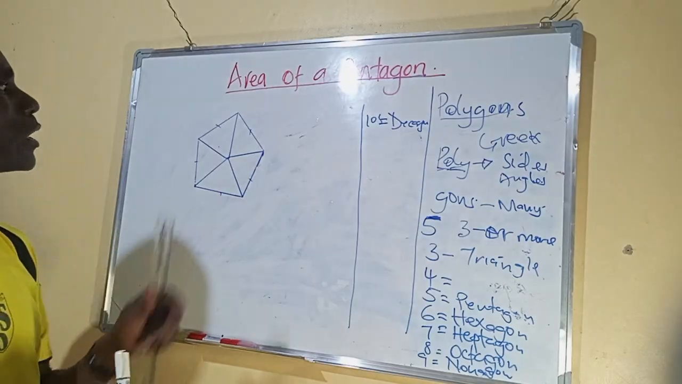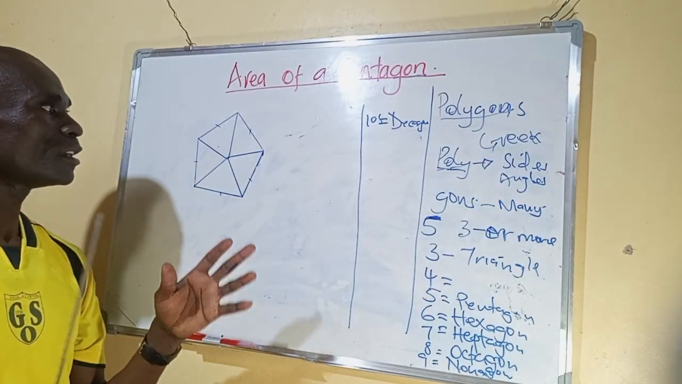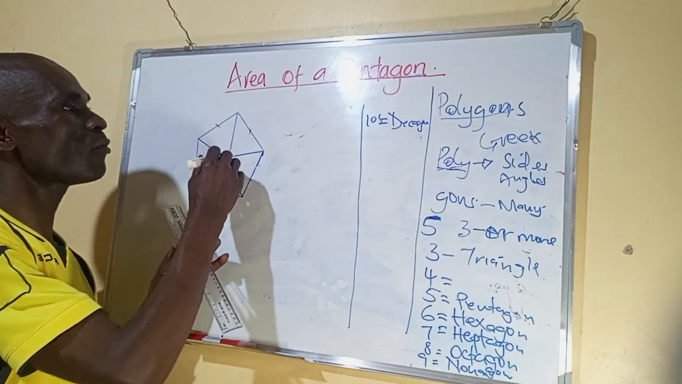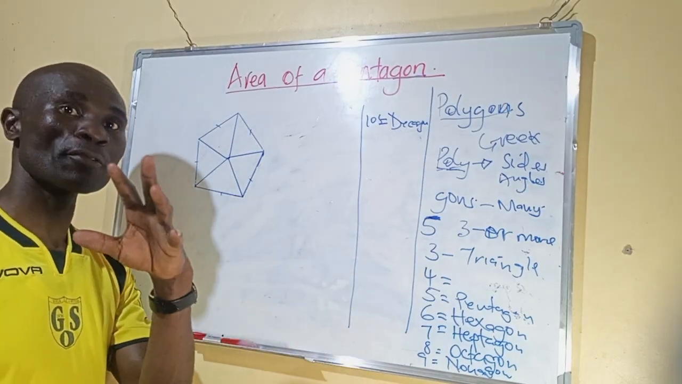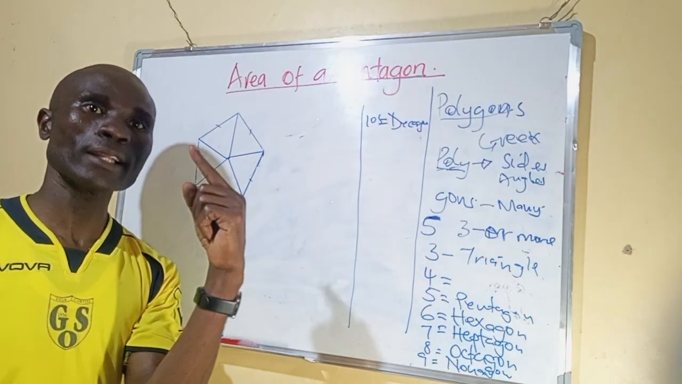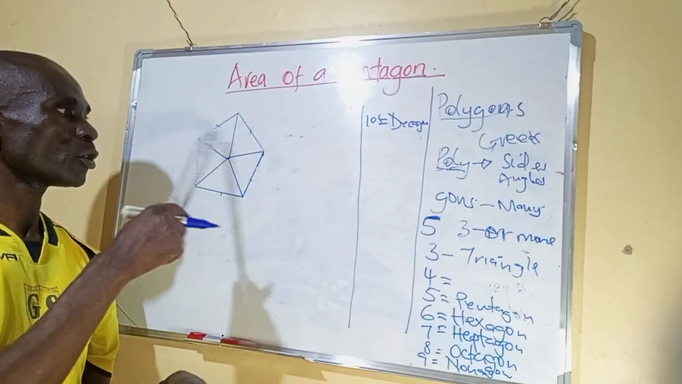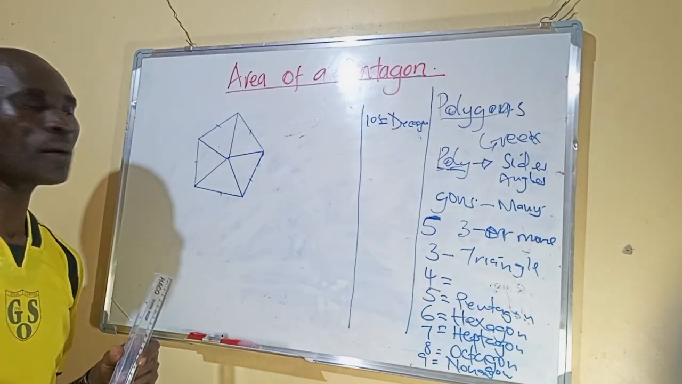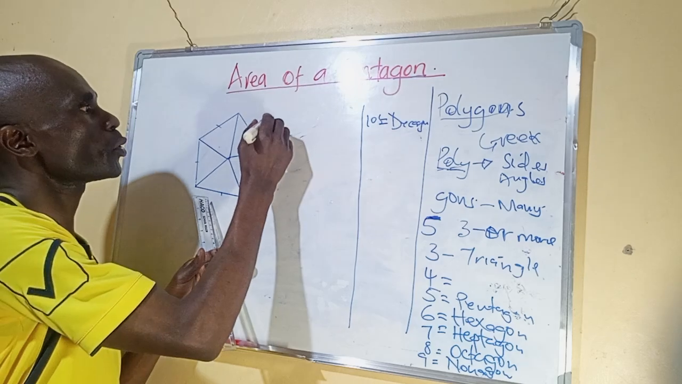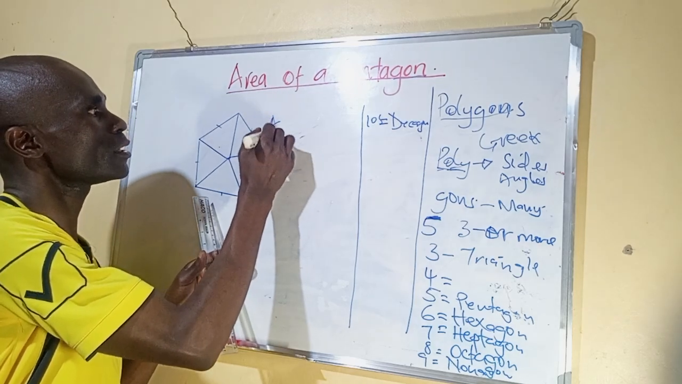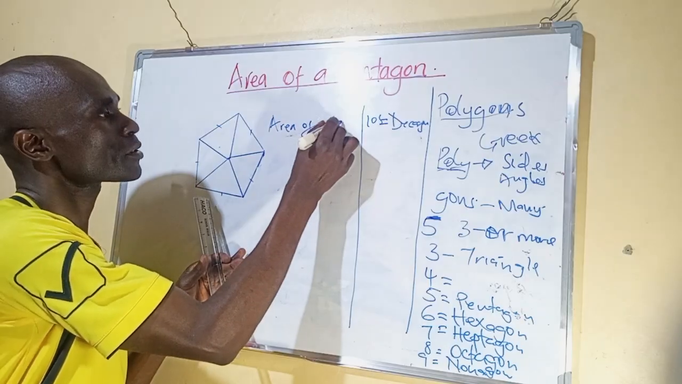So how do we come up with the area of the same? Quite easy. Here we just get the area of one, and then we shall multiply by 5 because they are 5. So we get the area of 1 triangle, then replicate it 5 times because they are 5 in number. So in this case, how do we get the area of a triangle? Area of a triangle is equally very important.